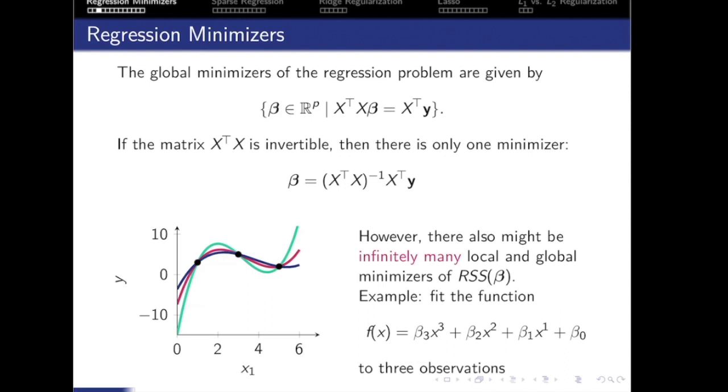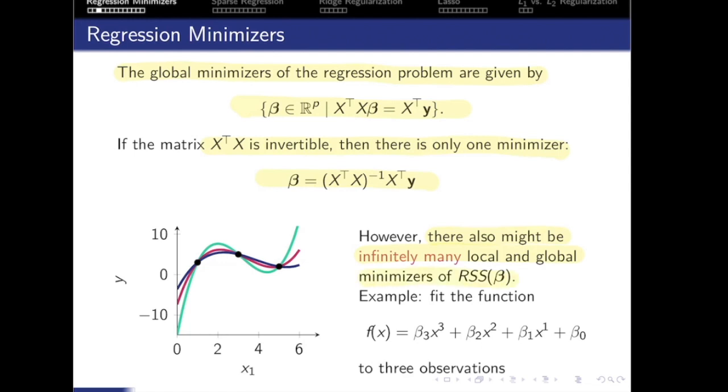The result was that the global minimizers of the regression problem are given by this set of regression vectors beta, where every beta determines one regression function. Now, if the matrix X transpose X is invertible, then we can multiply the equation above by the inverse of X transpose times X, and we get as a result one uniquely defined optimal regression vector beta. But there might also be infinitely many local and global minimizers of the residual sum of squares.